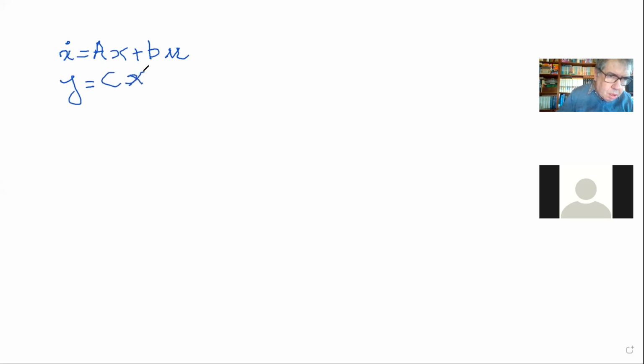Okay, so I have a state model. X dot equals A X plus B U, and Y equals C X. Now, I want to find the transfer function. So to find the transfer function, what is the first thing that I should remember?